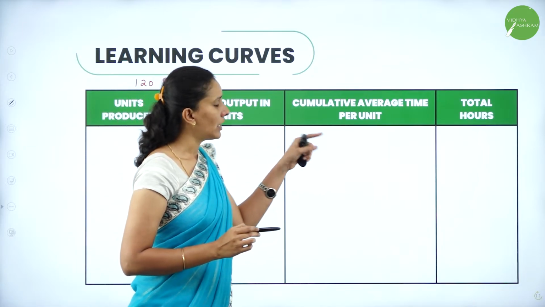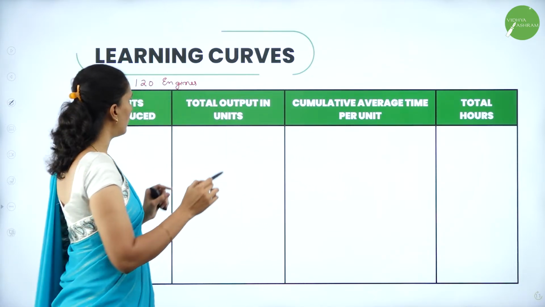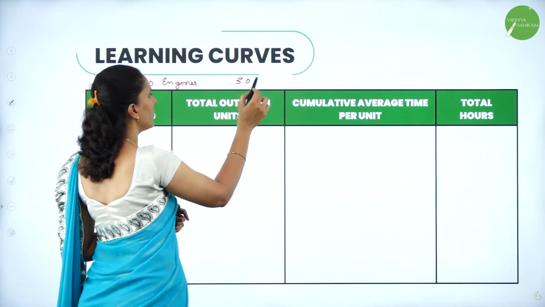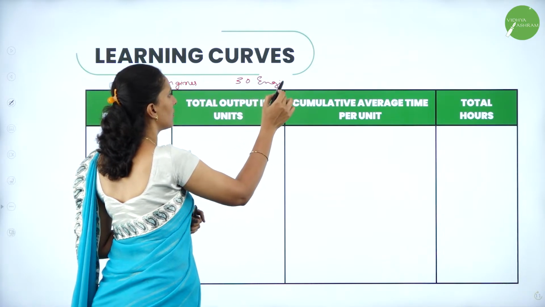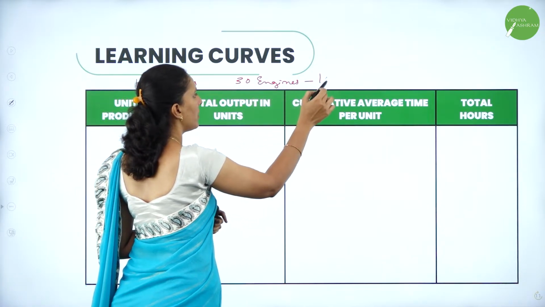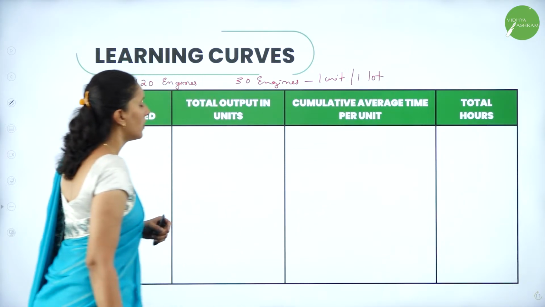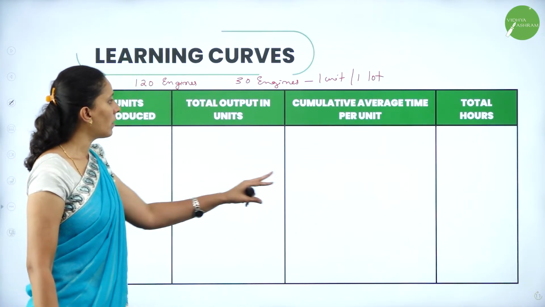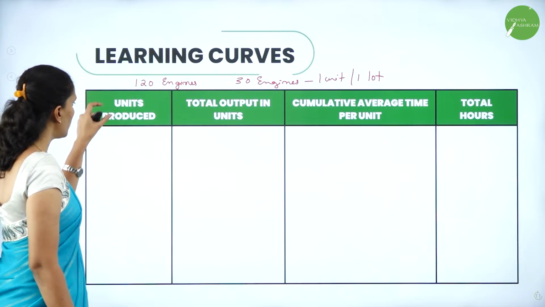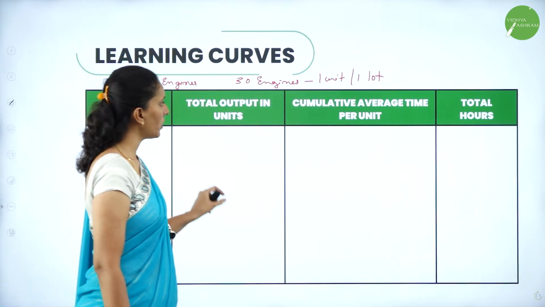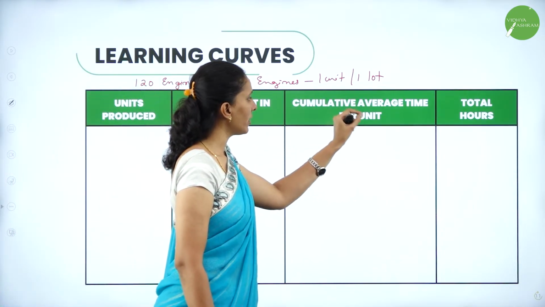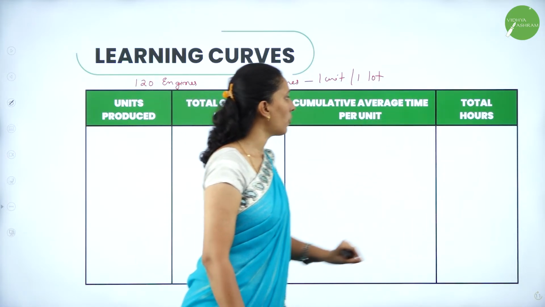We have to find the labor cost as well as the labor hours. So let me take 30 engines as one unit, or we can take it as one lot. Therefore, the tabular column I have written here: units produced, total output in units, cumulative average time per unit, total number of hours.